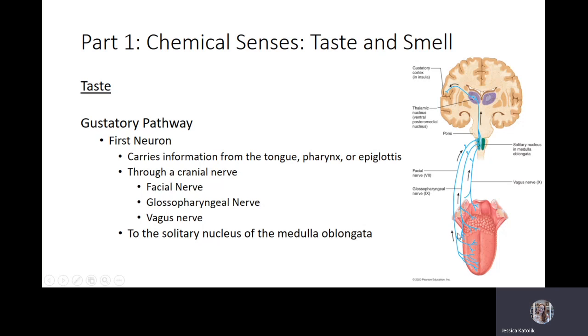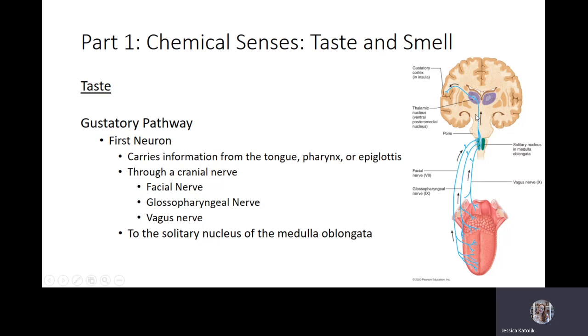To be able to carry it from the tongue to the medulla oblongata, we're going to rely on 3 different possible cranial nerves. There's going to be the facial nerve over here that will detect things on the front of the tongue. Things that are more posterior are going to be detected by the glossopharyngeal nerve and be sent to the medulla oblongata. And the vagus nerve will detect taste in regions such as the pharynx or epiglottis that are not associated with the tongue.